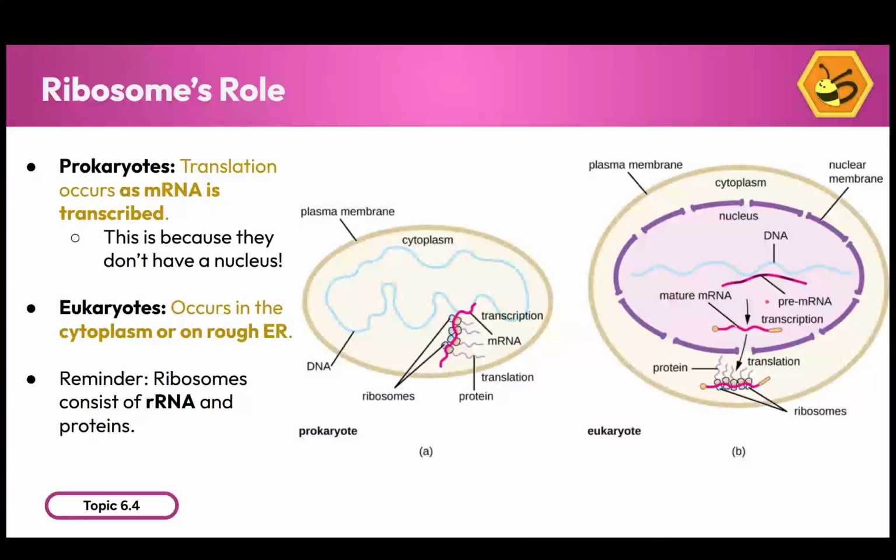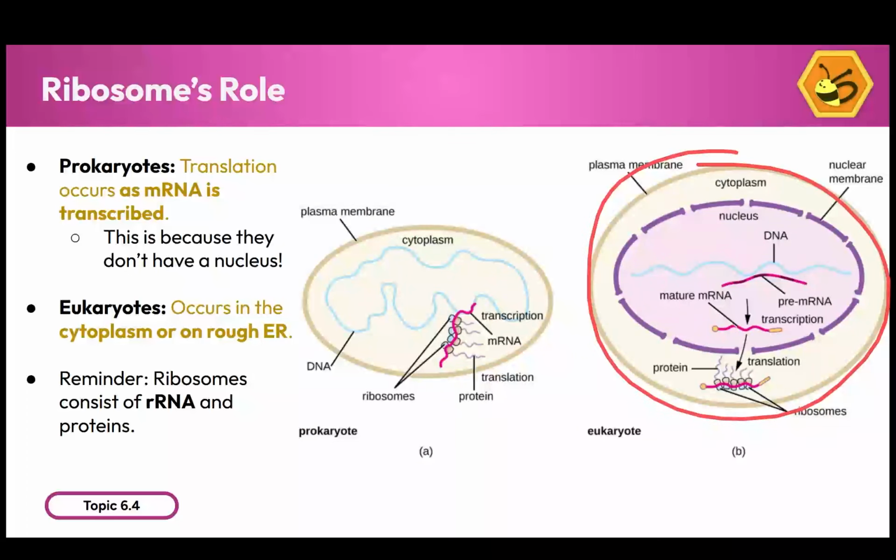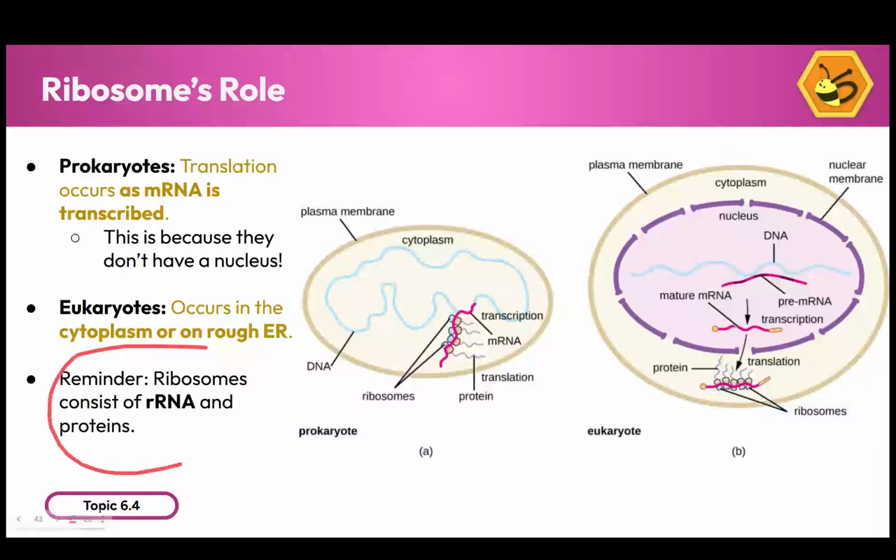Eukaryotes, they happen separately. As you can see here, this is the nucleus. Transcription forms an mRNA, a pre-mRNA, from a DNA molecule. Then it leaves the nucleus, and then the mRNA is used by the ribosomes to make a protein. As you can see, here's the distinct difference. In this one, transcription and translation occur at the same time. In this one, they occur at different times. Just as a reminder, ribosomes consist of rRNA and some other proteins.